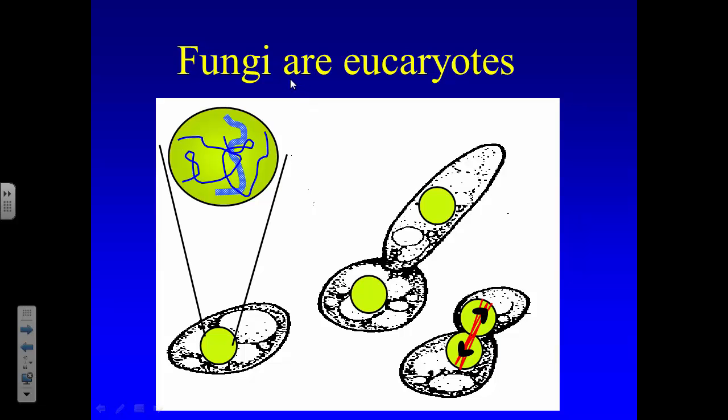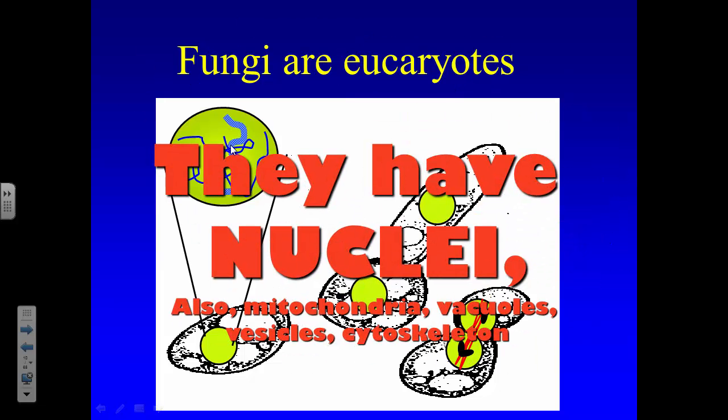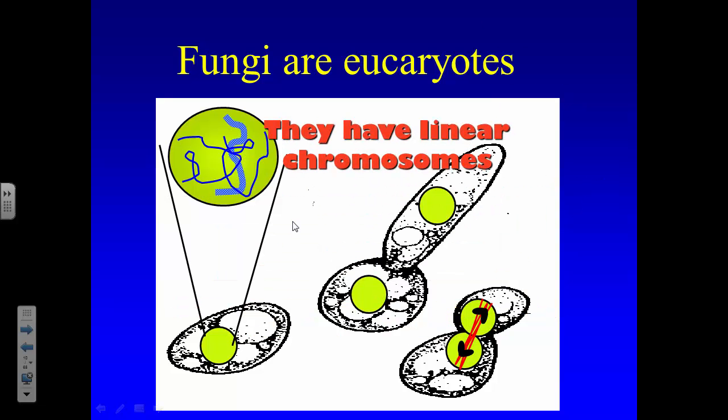Okay, now fungi, first and foremost, unlike most of the pathogens you've heard about so far this year, are eukaryotes. That means they have a nucleus. Here's that nucleus, and the nucleus has linear chromosomes. They also have mitochondria, vacuoles, vesicles, and an actin-myosin cytoskeleton. They have linear chromosomes with centromeres and telomeres and a mitotic spindle. All of these can be targets.